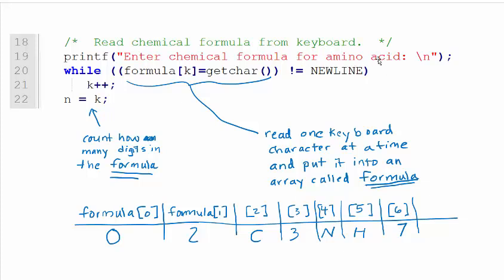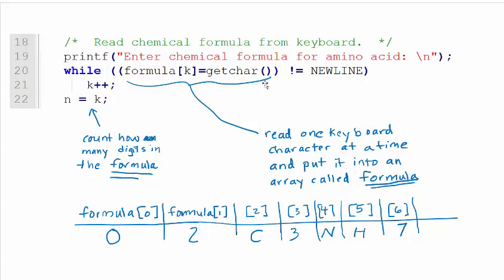So here's just information for the user. Enter the chemical formula. And so the user doesn't have to say O, enter, 2, enter, C, enter, 3, enter. What happens is the user enters O2, C3, and H7, and it gets written into an array. So this is how you do that. So the array is called formula, and I don't know how big formula is going to be yet, but what you do is get character, and put the character into formula element k, and then increment k.